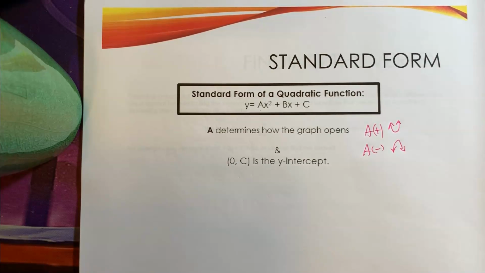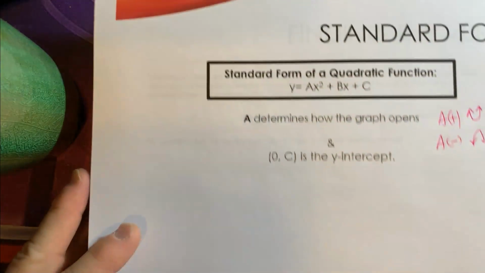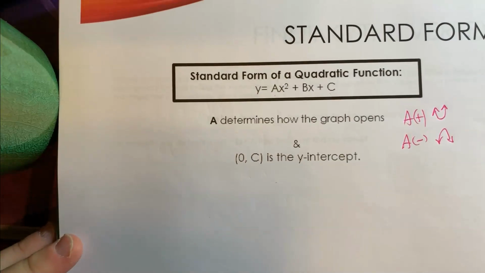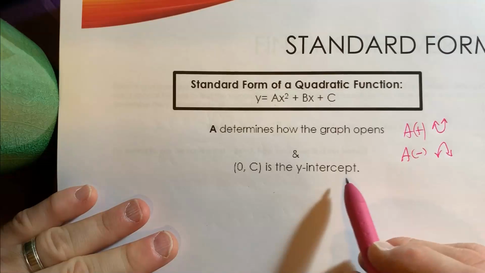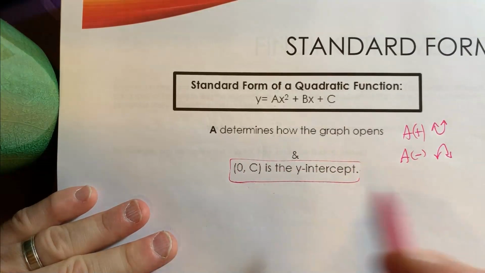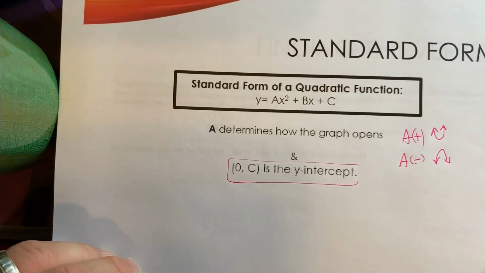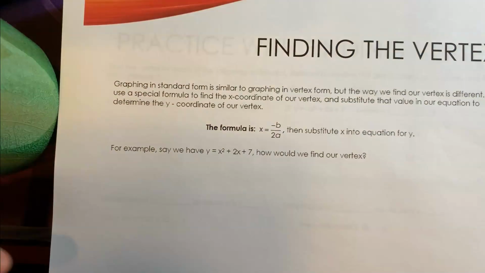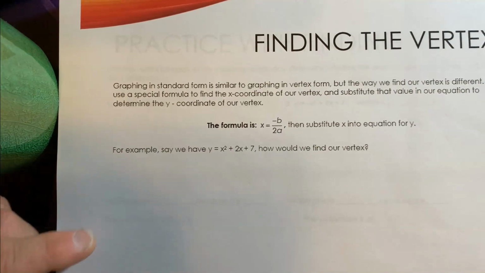Let me get something to put my paper on top of to bring it a little closer up to the camera here. So (0, c) is the y-intercept. We need to make sure we make note of that because we're going to need the y-intercept as we go forward and graph these things. We need to find the vertex. We need to find the vertex.